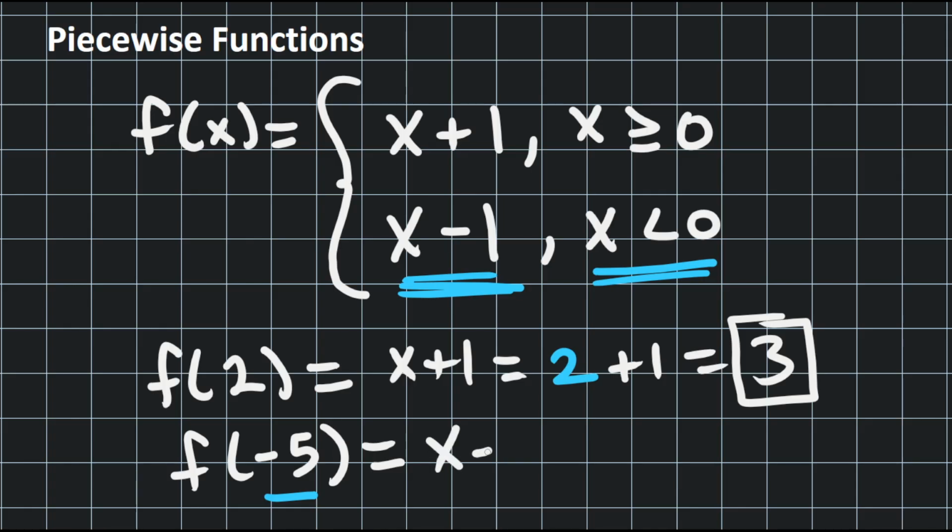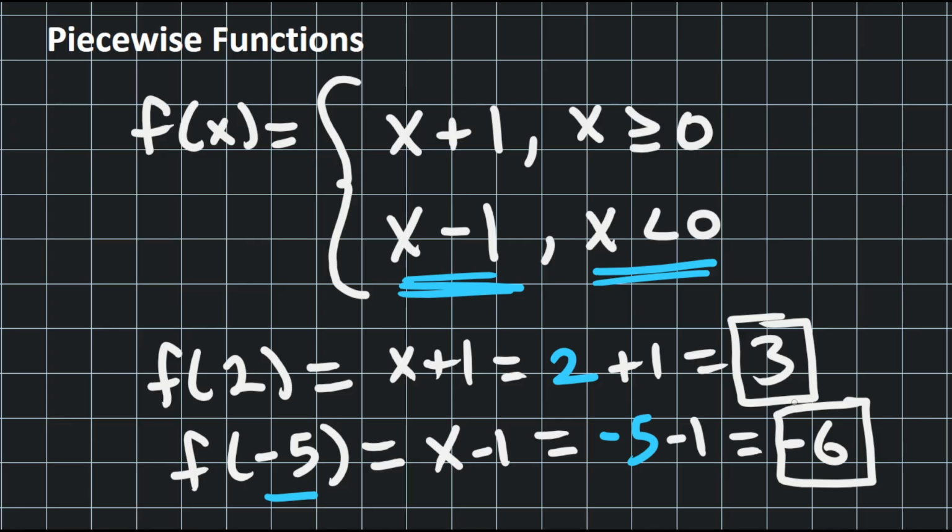So we're going to use x minus 1, and we'll evaluate f of negative 5, x minus 1, so negative 5 minus 1. And what's negative 5 minus 1? That is negative 6. There we go. f of negative 5 equals negative 6. And that's how we evaluate this piecewise function at certain inputs. So now let's go ahead and learn how to graph this piecewise function together.